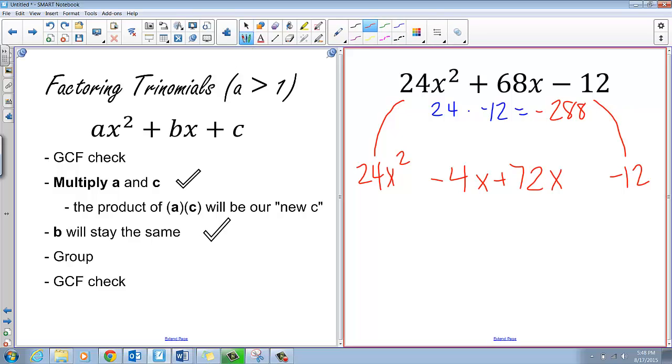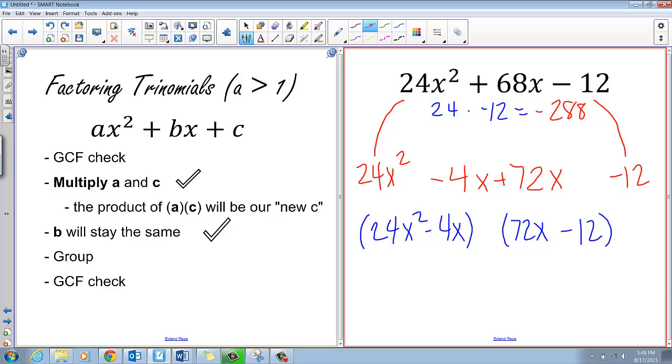Alright, so now we've got our two numbers. It makes sense. We have maintained equality from this first step down to the second step. Now we can move on to grouping. Alright, so we've got 24x squared minus 4x and 72x minus 12.